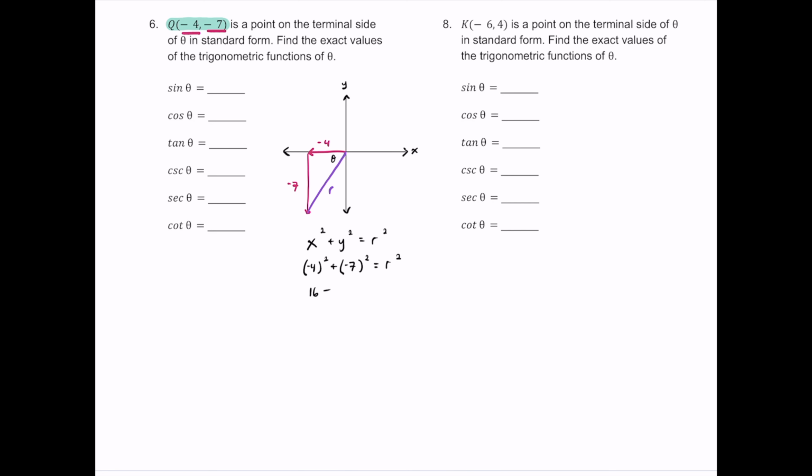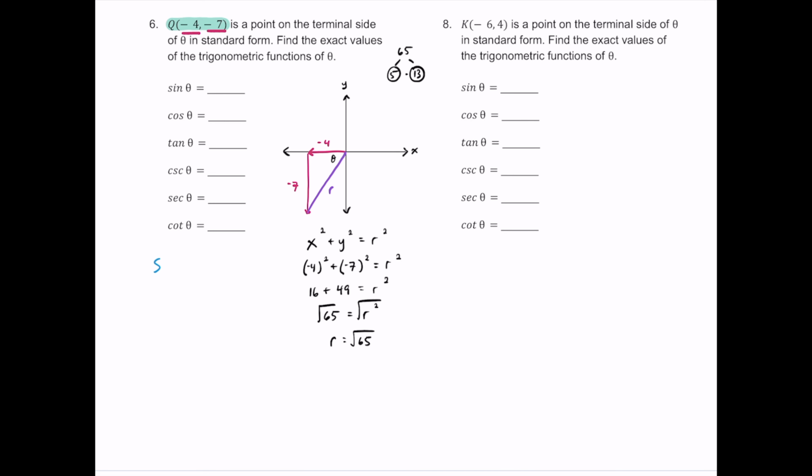This is going to be 16 plus 49 is equal to r squared. 16 plus 49, I think, is 65, is equal to r squared. If you take a square root of both sides, we get r is equal to the square root of 65. Now, you should check to see if there are any perfect squares hidden inside. I don't think there are. I think this is 5 times 13. I think they're both prime numbers, so there's no way to simplify this radical, so just leave it alone.